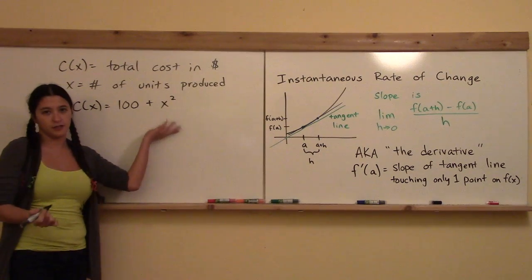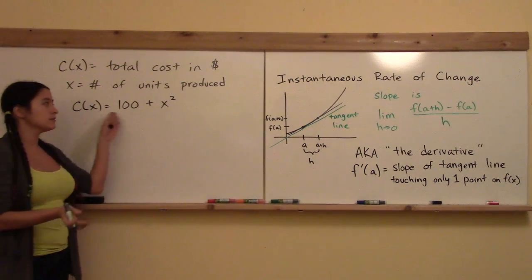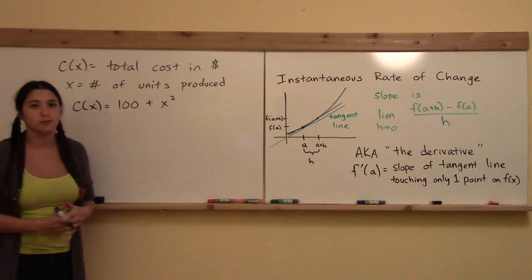Okay, so let's say that we have a concrete model of $100 in fixed cost, and then we have some variable cost over here plus x squared. So if I'm not producing any units at all, I still have a fixed cost of $100, but when I am producing some, it's going to cost me more and more.